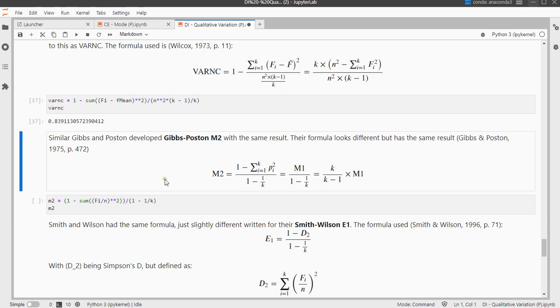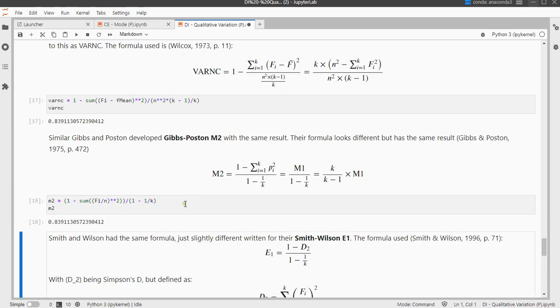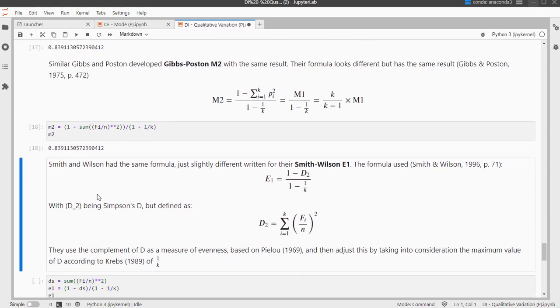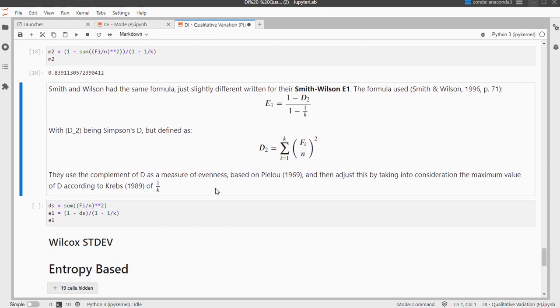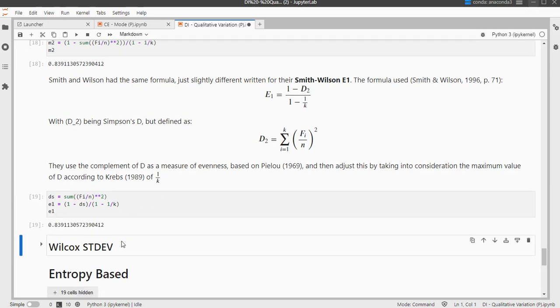Alternatively, Gibbs-Boston M2. This is actually the same measure. As you can see, it will give the same result. Or Smith-Wilson E1, also a slightly different formula, but in the end it gives the same result.